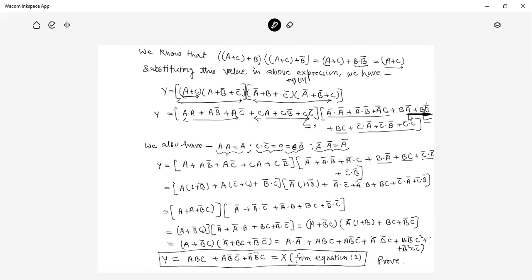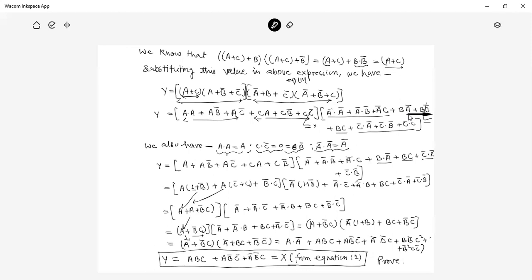So what is this? A plus B bar, and if A is added, that will give the value 1. So this is 1. Here C plus C bar is 1. So this one is A. Here it is again A. So B bar into C, this will simplify. And here A plus A is 2A, and this one is A, and A B C. So the first two brackets are simplified very easily.